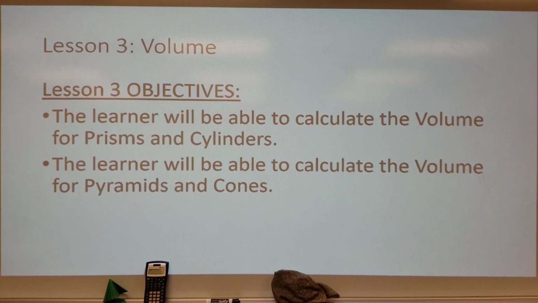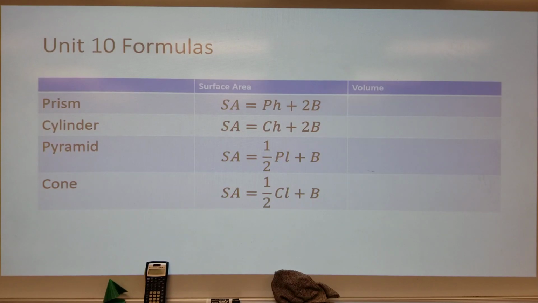We already have, I know that it looks like there's 4 formulas, but there's actually only 2. We're just differentiating perimeter versus circumference in both of those formulas. And then we're going to have 2 new formulas today. So we have these formulas for surface area, for prisms, cylinders, pyramids, and cones.